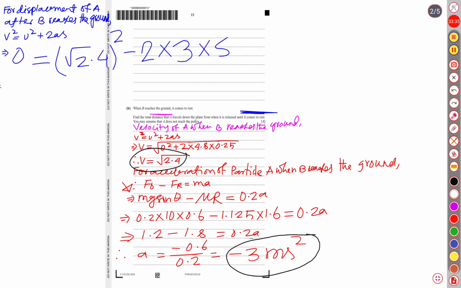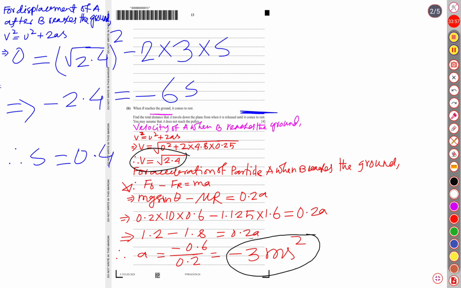Okay, so finally, if square and square root resolve each other, it is 0.24. So negative 0.24 is equal to negative 6s. Hence our s is going to be 0.24 divided by 0.6, which is 0.4. So this is the displacement after B reaches the ground.